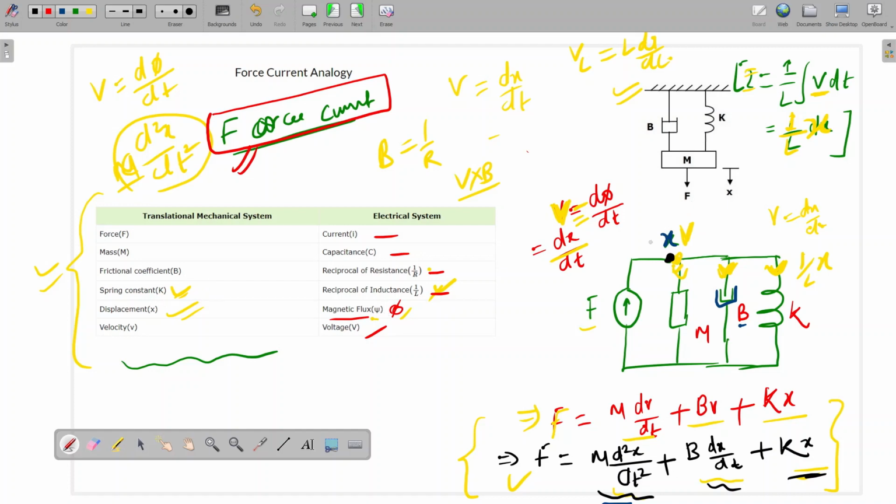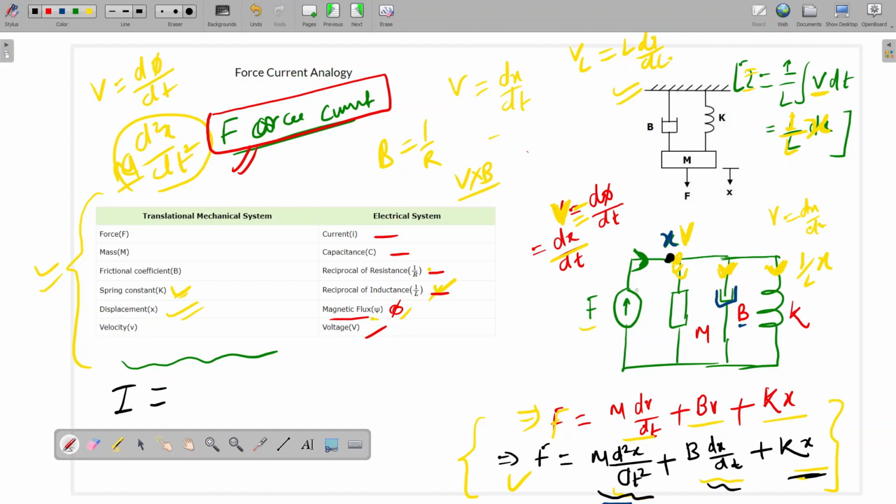So this is one system. Displacement x I am taking as node x, and current is entering into that node. Then this mass is there, the friction coefficient B is there, and the spring K is there. So what is the current here? This is the current entering, I.